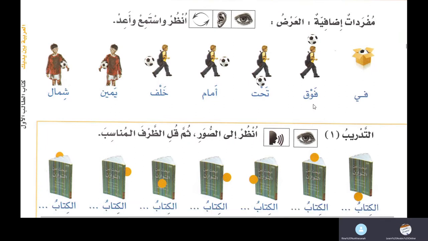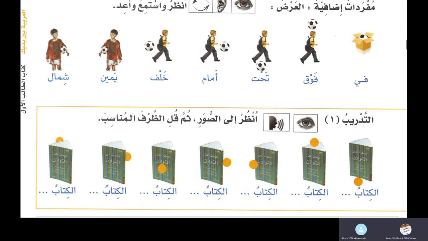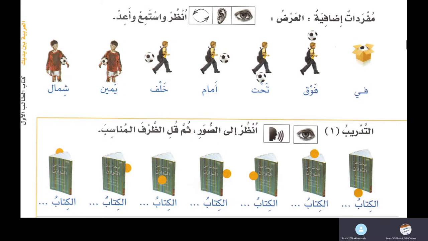Fi, and then fawqa, fawqa. And then tahta. And then amama. And then khalfa, and then yamin, yamin, and then shimal, shimal. Shimal means left, okay?